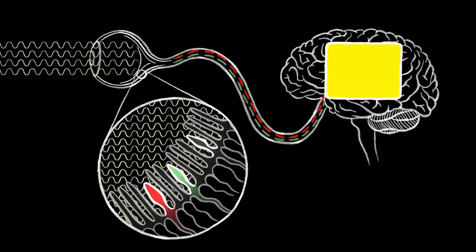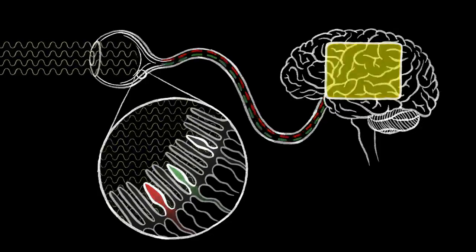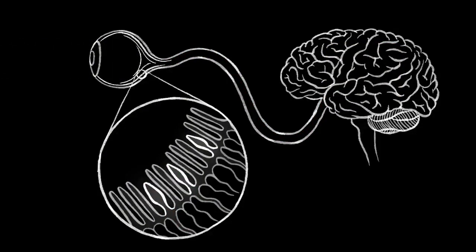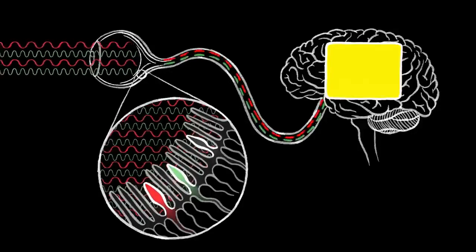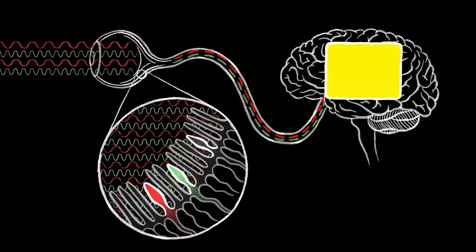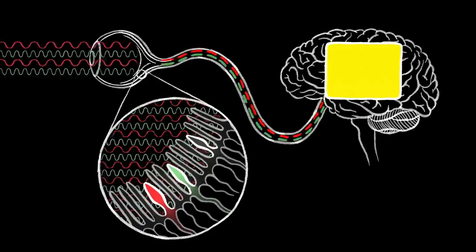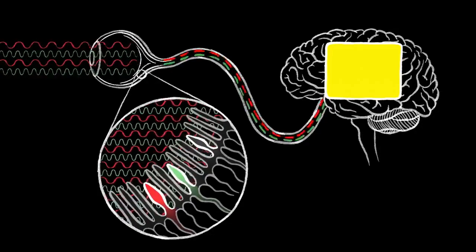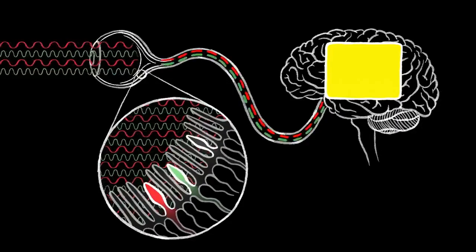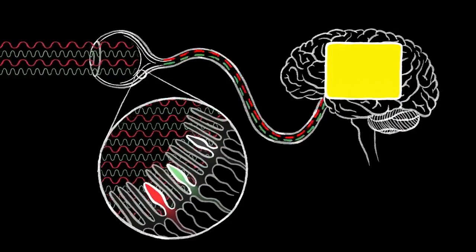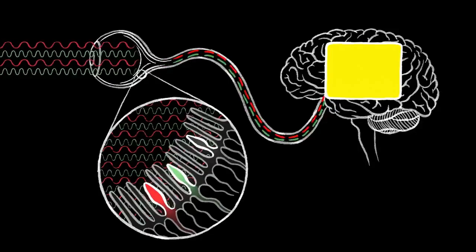Of course, there's another way to activate the red cones and the green cones simultaneously, if both red light and green light are present at the same time. The point is, your brain receives the same signal regardless of whether you see light that has the yellow frequency or light that is a mixture of the green and red frequencies. That's why, for light, red plus green equals yellow.